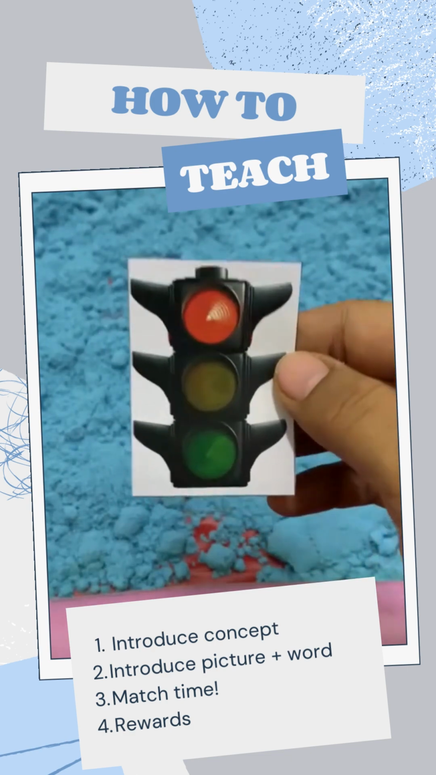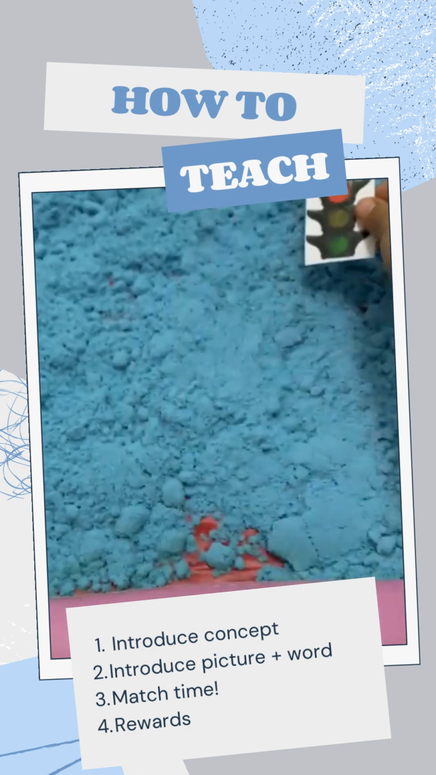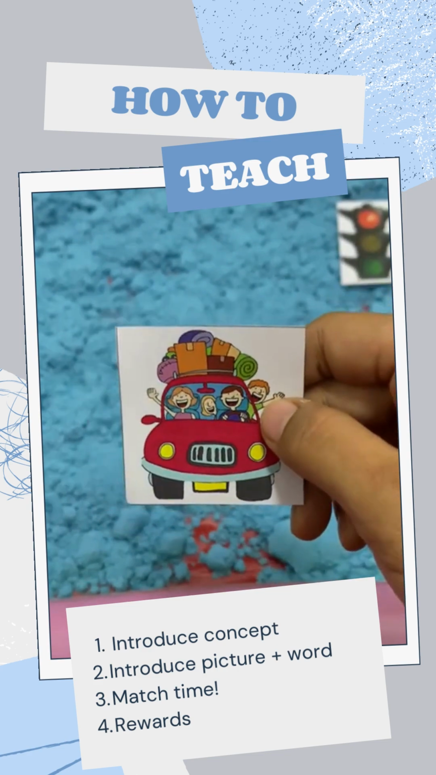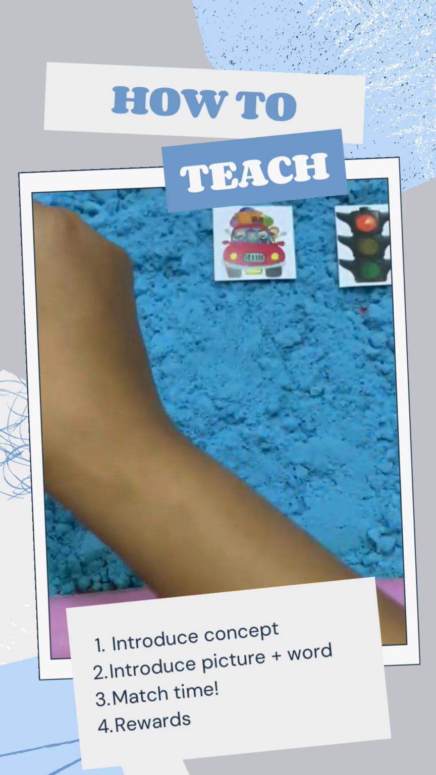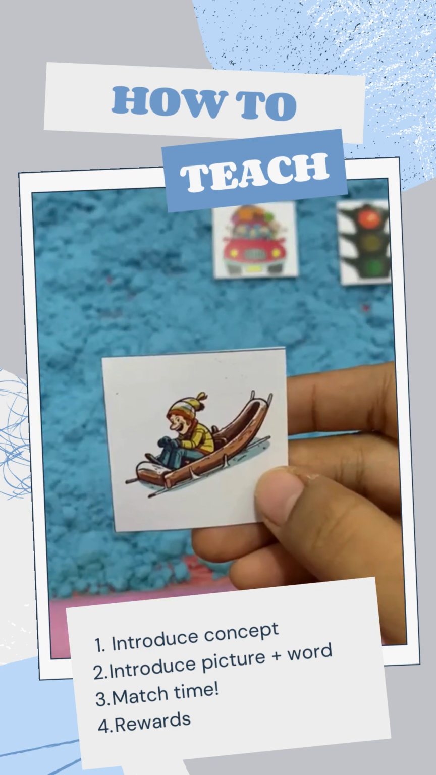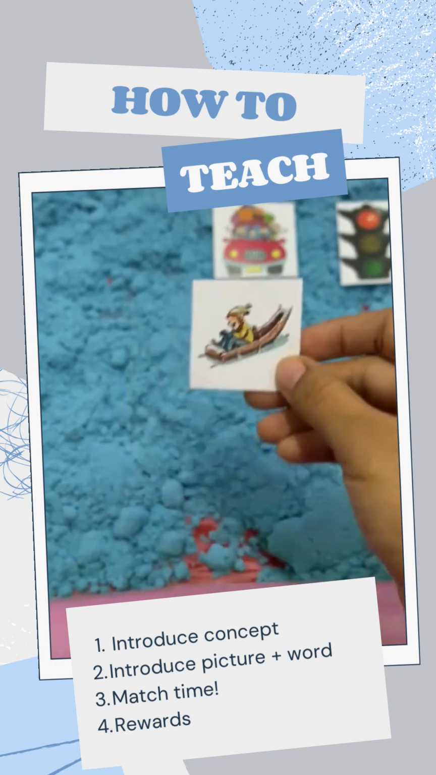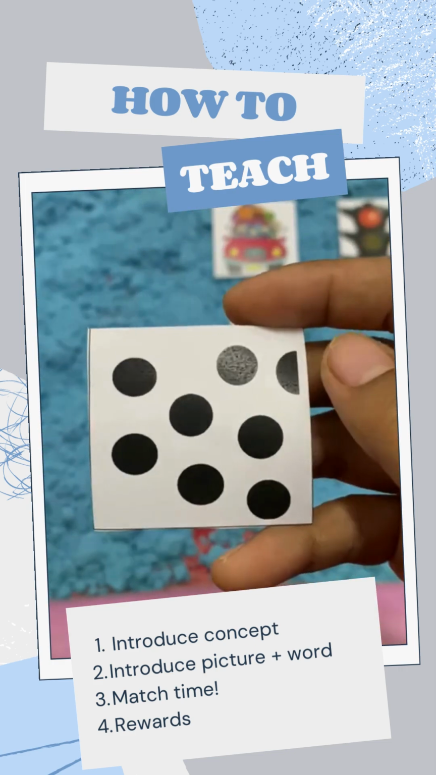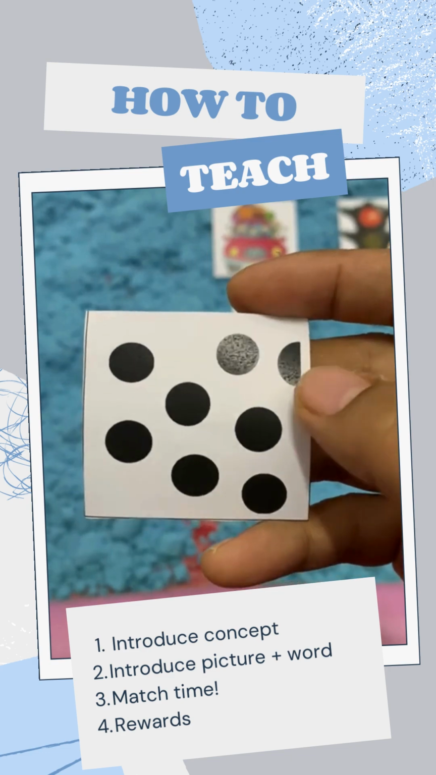Red traffic light means stop. Stop. Wow, family going on a trip. Trip. I also have a sled. Sled. Wow, what are these dots? Those are spots. Spots.